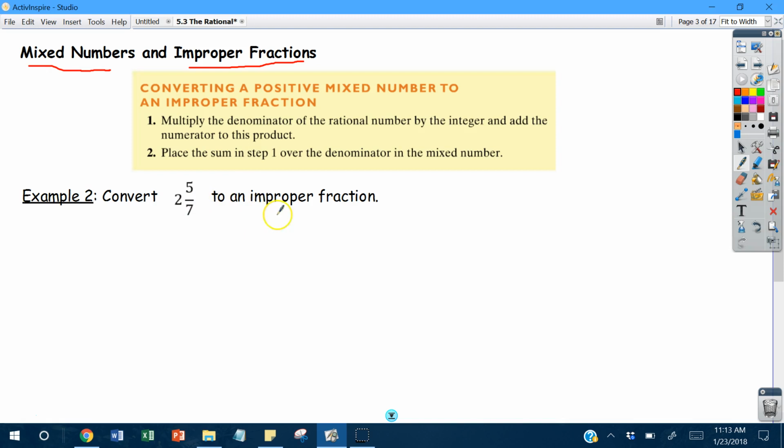We want to convert this to an improper fraction. Improper fractions are fractions in which the numerator is larger than the denominator. So in this case, when we convert this, at the end of the day, the numerator should be a little bit larger than 7.